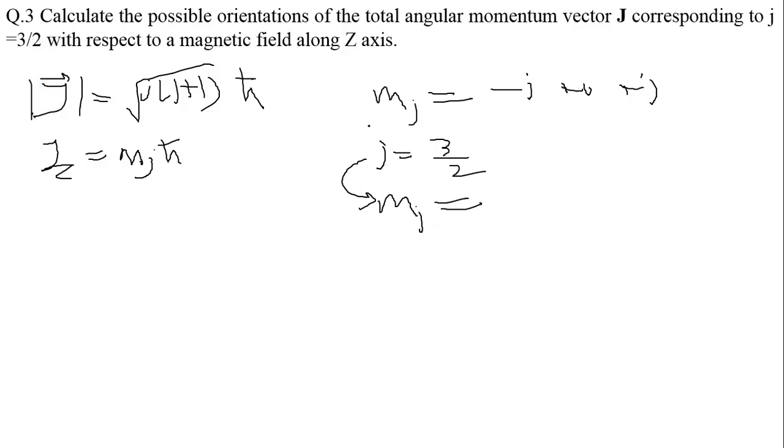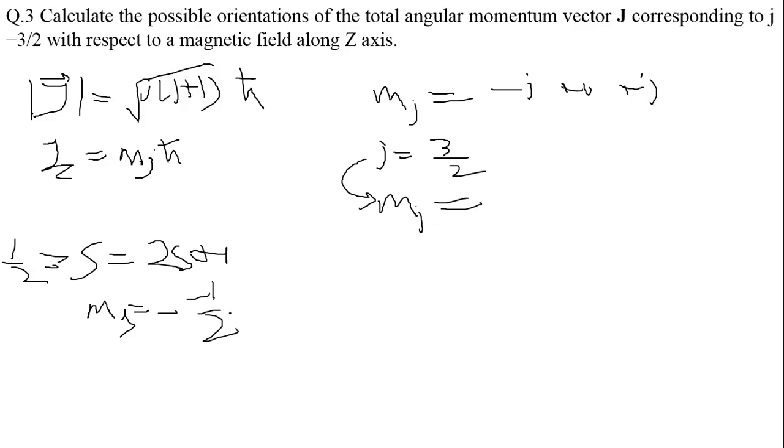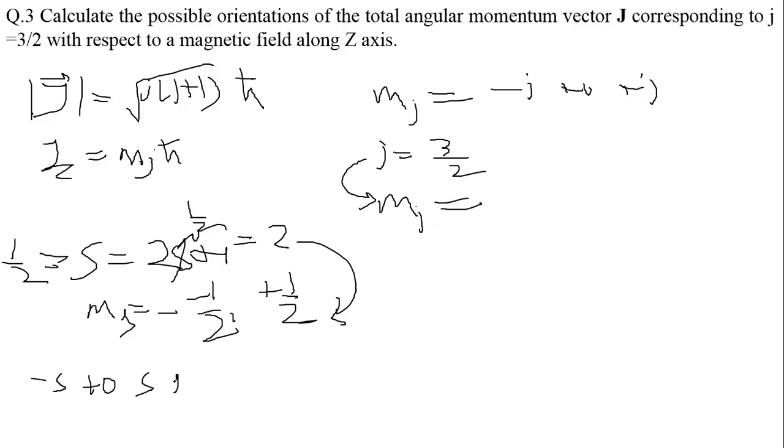We will get four values, because as we discussed, for s there are 2s plus 1 orientations, or 2s plus 1 values of ms. In the previous case s was half, so ms was minus half and plus half. How do we get minus half and plus half? Because for s equal to half, there are two values of ms, from minus s to plus s with an increment of 1. So minus s is minus half, plus s is plus half, so we get only two values.